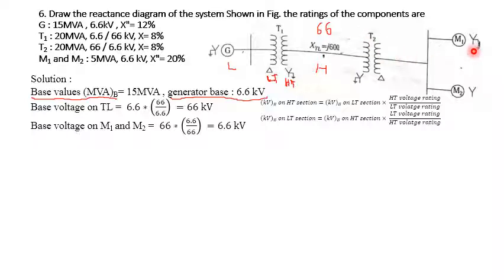Coming back to the motor side. What is the base voltage on motors M1 and M2? If it is ST, this should be LT, the low voltage side. We have the equation: kV base voltage on LT is equal to kV base voltage on the ST section into the LT voltage rating of the transformer divided by the ST rating of the transformer.